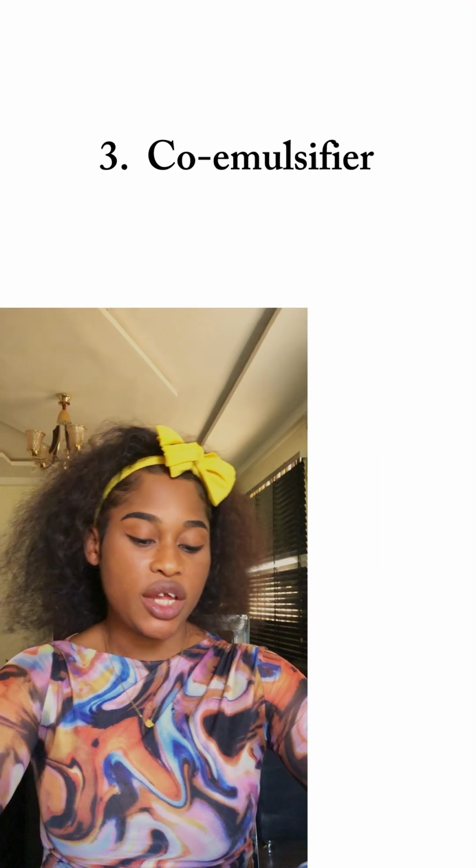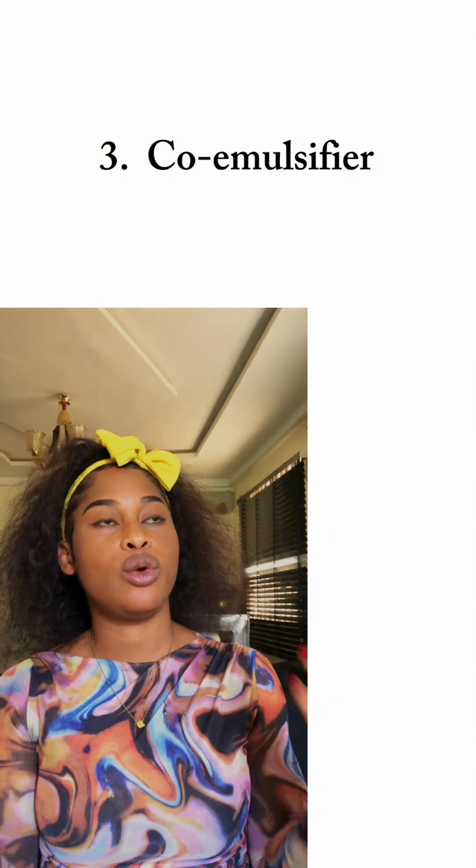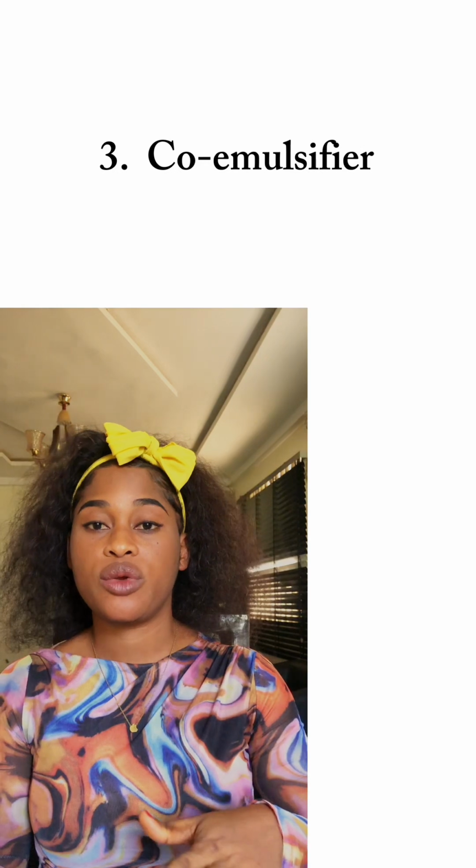So the third one on my list here is co-emulsifier. Like I said, an emulsifier binds water and oil together. Why co-emulsifier? The third essential ingredient in skincare formulation is co-emulsifier. We have emulsifier, then we have co-emulsifier. Co-emulsifier helps the emulsifier to bind the mix.